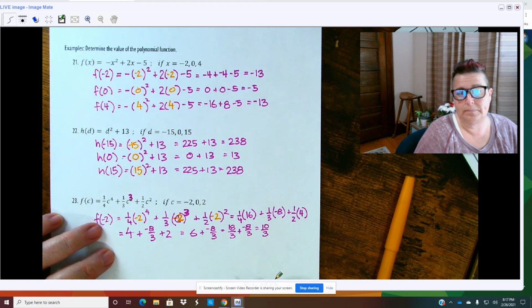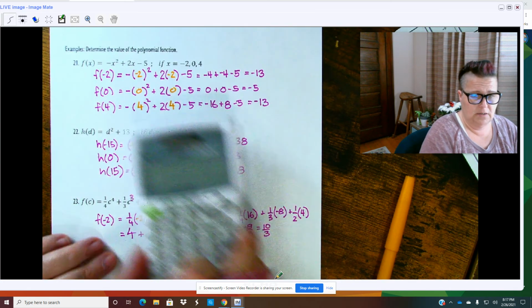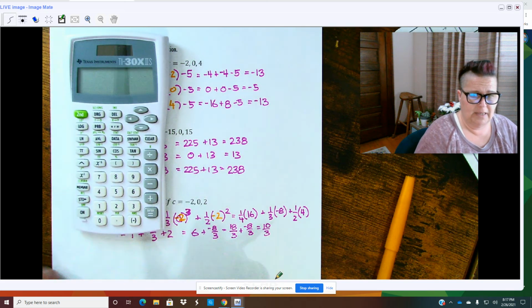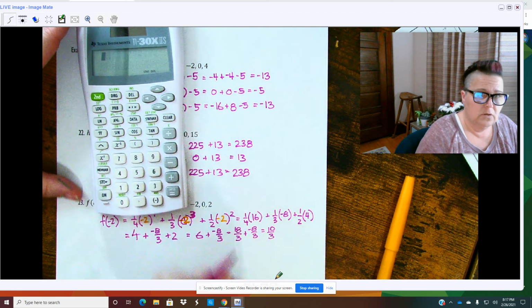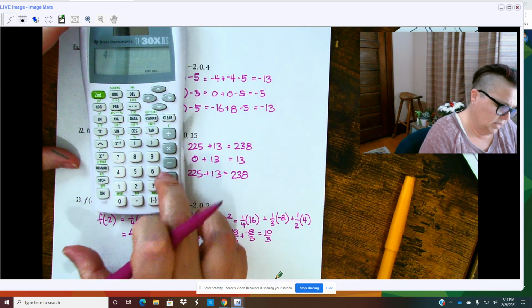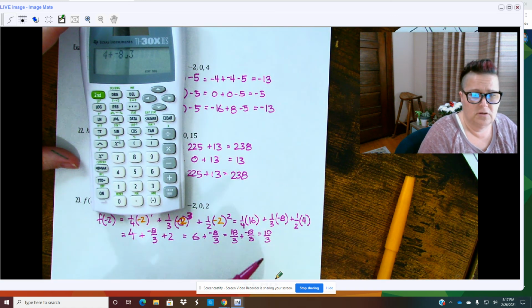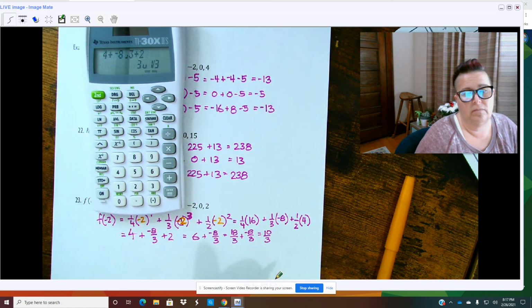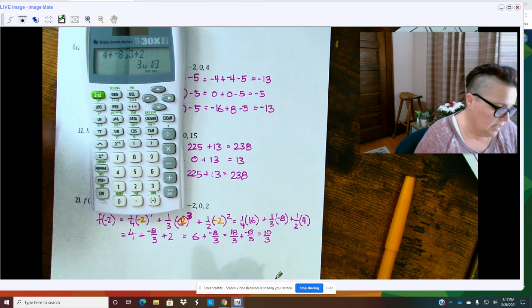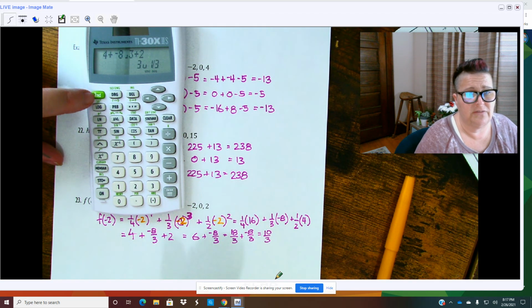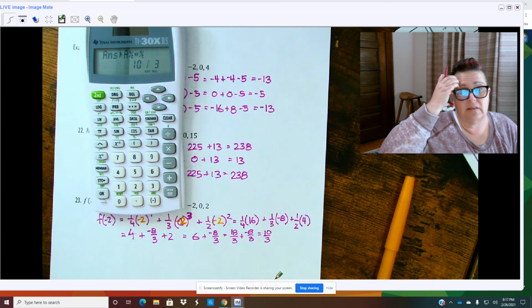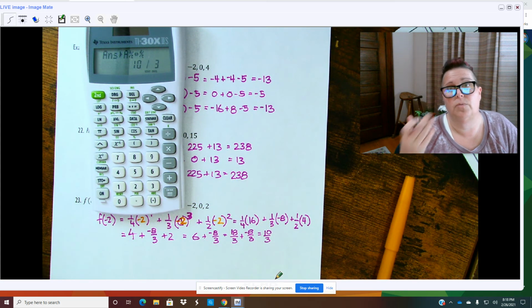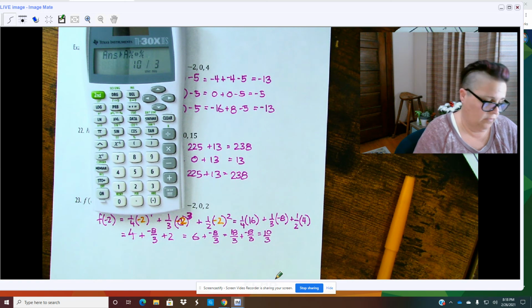Or 10/3. If you're not very confident with fractions, feel free to use your calculator, right? Because your calculator has a fraction button. Use that to help you if you need to. So I'm going to do 4 plus negative 8/3 plus 2. So I get 3 1/3. To convert that to an improper fraction, if need be, use the fraction button, and that'll write it as 10/3. Or you can write the mixed number if you know how to convert yourself.